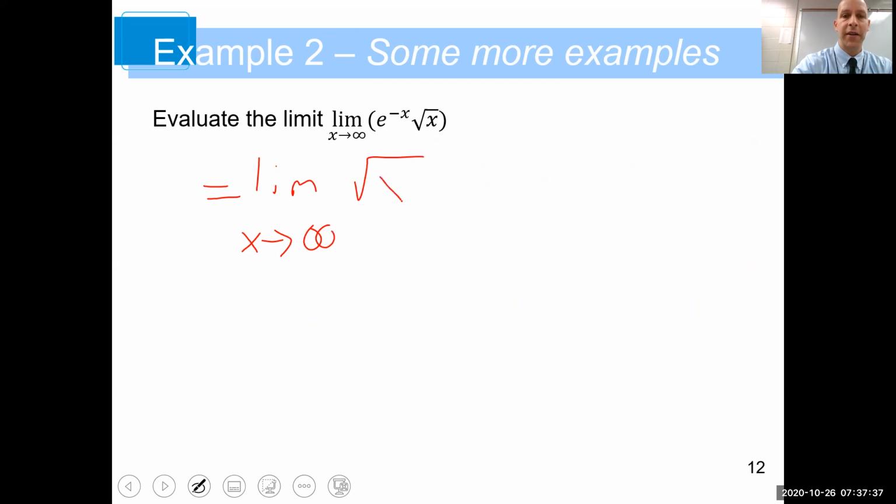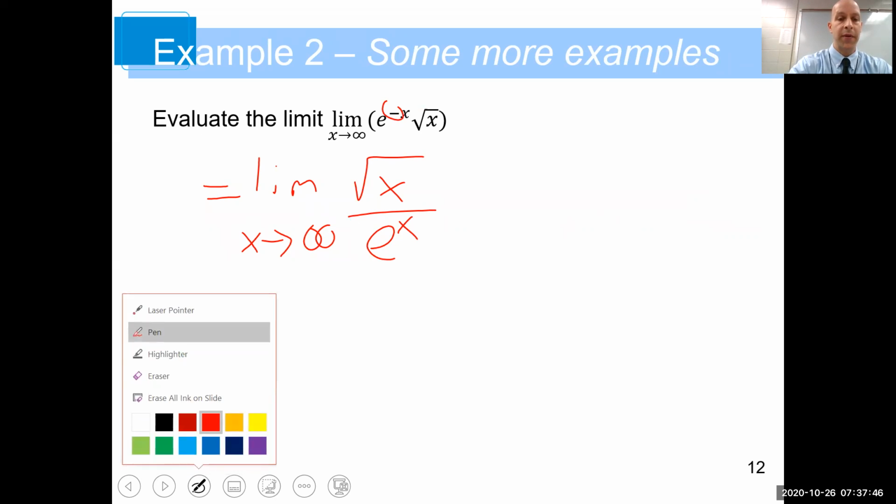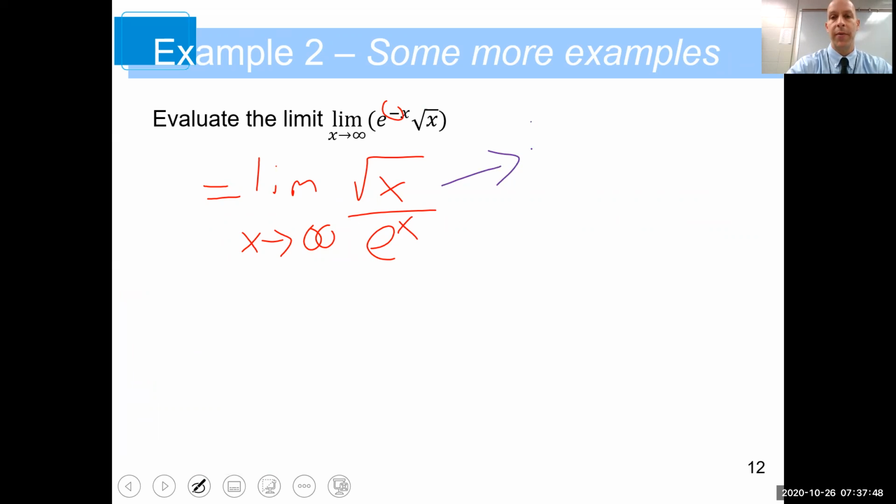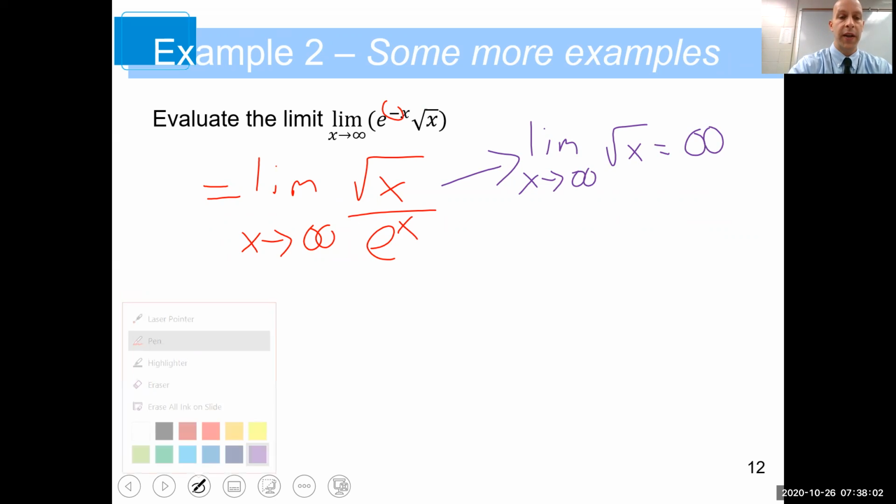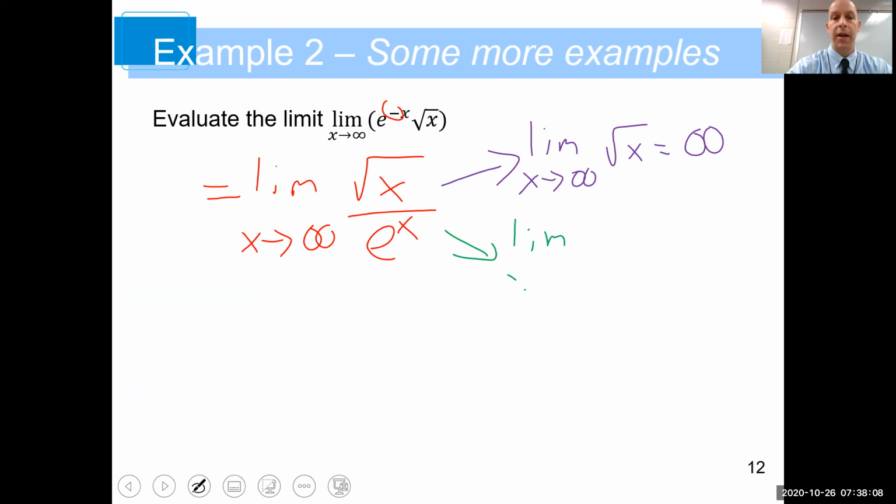So I'm going to leave that square root of x in the numerator. Now the denominator, if I remember this is a negative exponent, I can move that into the denominator. Now watch what happens. If I take the numerator's limit, so that'd be the limit as x goes to infinity of the square root of x, that's tending to infinity. If I do the same thing with the denominator, the limit as x goes to infinity of e to the x, that also goes to infinity. So we have a case where we have infinity over infinity.